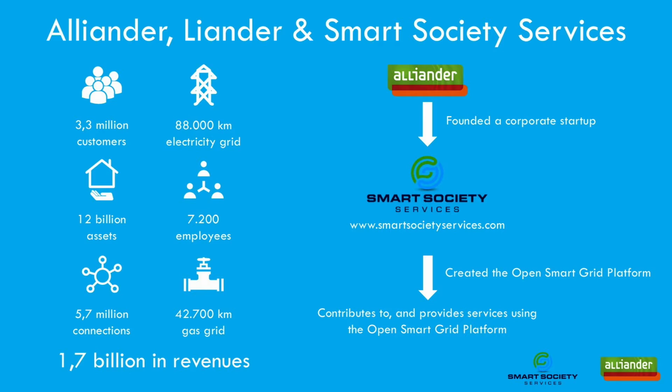The business model of Smart Society Services is to deliver their services as software as a service. One of their customers is the Alliander Digital Grid Department. With this approach, the Alliander Digital Grid Department reaps the benefits of open source while getting the convenience and warranties of a professional support and development company.